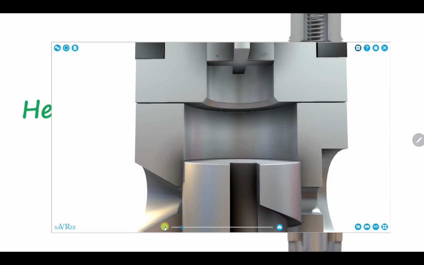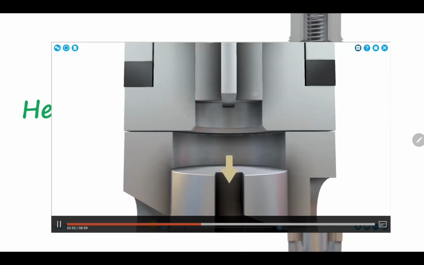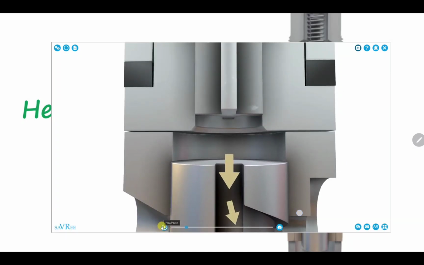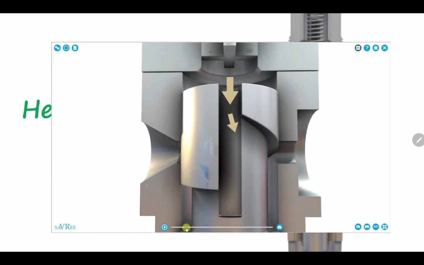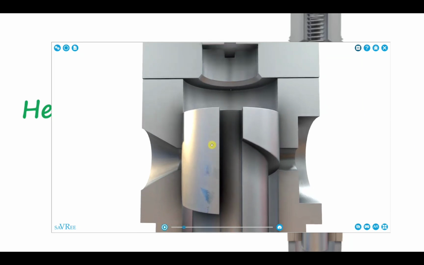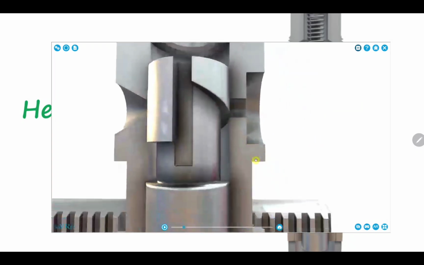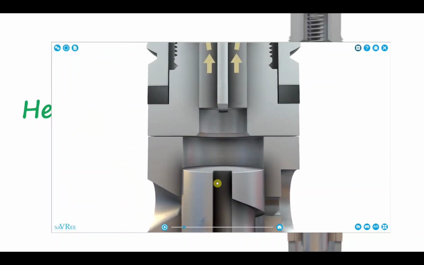Okay? So as you move up, you inject fuel. But as you see, as you open the return port here, all the fuel starts returning back through the return port. And as you rotate the plunger, you delay the opening of the return port and you inject more fuel. Okay?